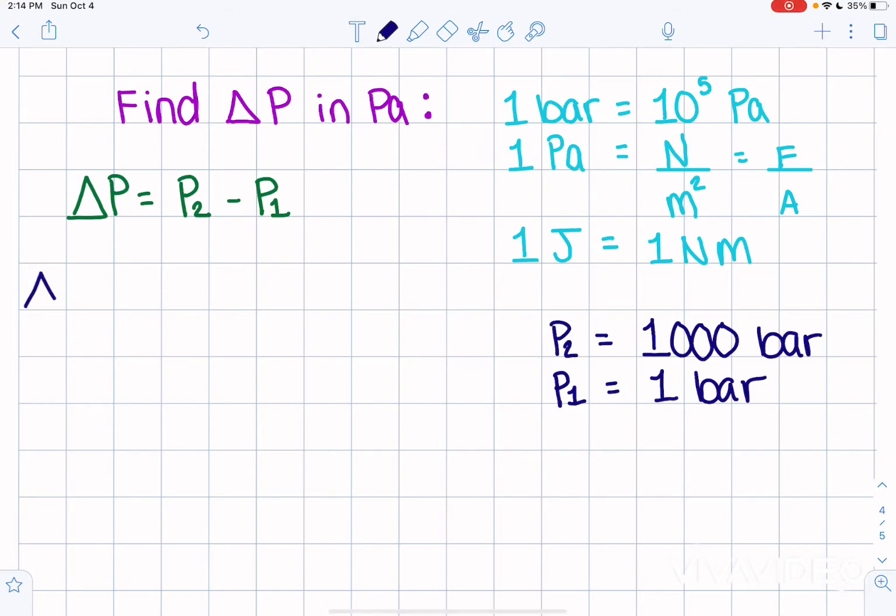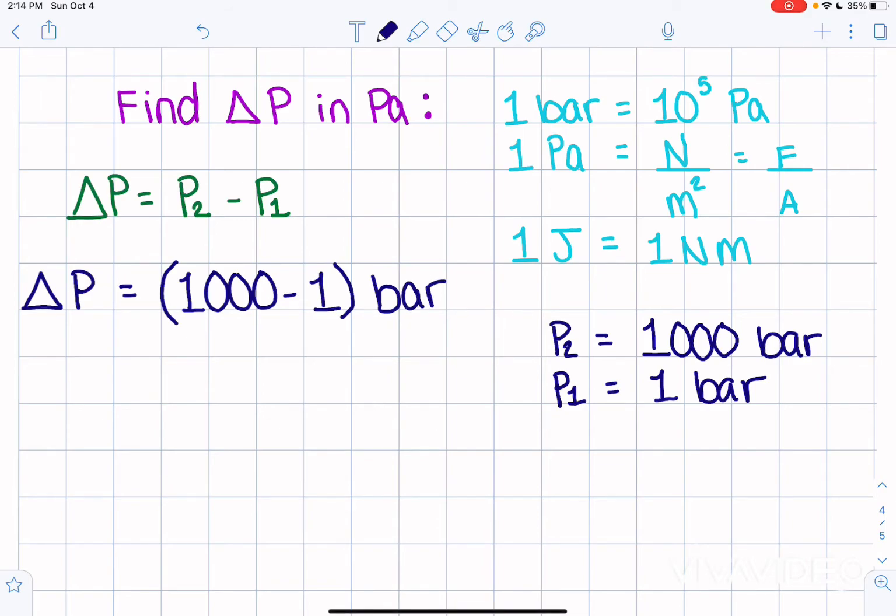So if we come back over here, our delta P is going to be equal to 1,000, which is our P2, minus 1, and then I'm going to go ahead and put these in parentheses and put my unit out here since they have the same unit. So 1,000 minus 1 bar. And that gives us the answer that delta P is equal to 999 bar. Now I would like to go ahead and convert this into pascals at this point.